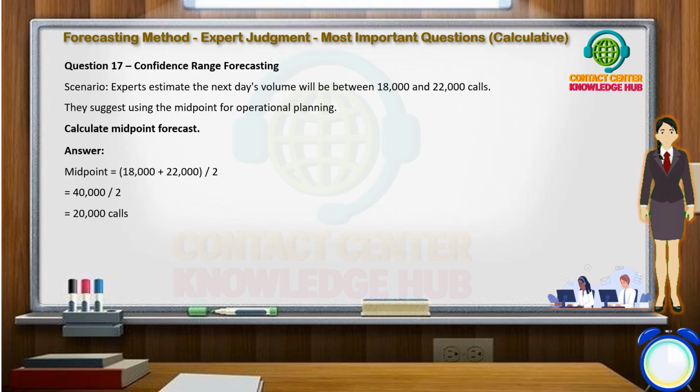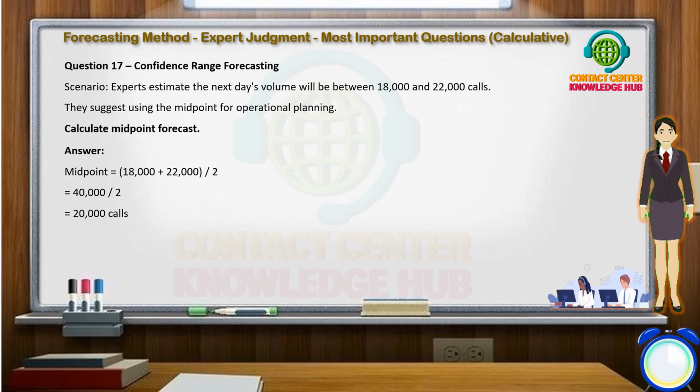First add. 18,000 plus 22,000 equals 40,000. Now divide by 2. 40,000 divided by 2 equals 20,000. Finally, the expert judgment midpoint forecast is 20,000 calls.